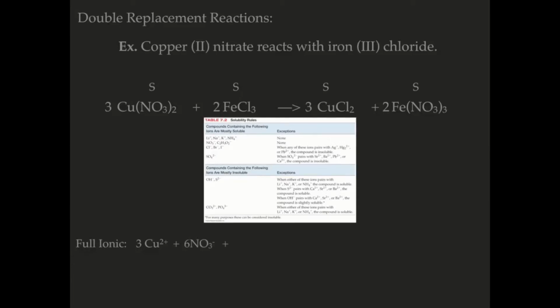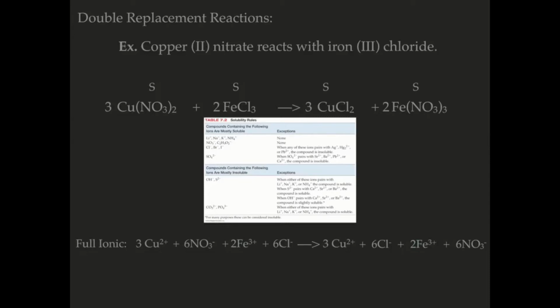Okay? And, well, iron chloride is going to break apart as well, so I'm going to have 2 iron 3 pluses and 6 chloride ions. Okay? That's going to produce, well, copper chloride is soluble as well, so 3 copper ions and 6 chloride ions. And then the iron nitrate is soluble as well, so I'm going to have 2 iron ions and 6 nitrate ions. Now, that's my full ionic.